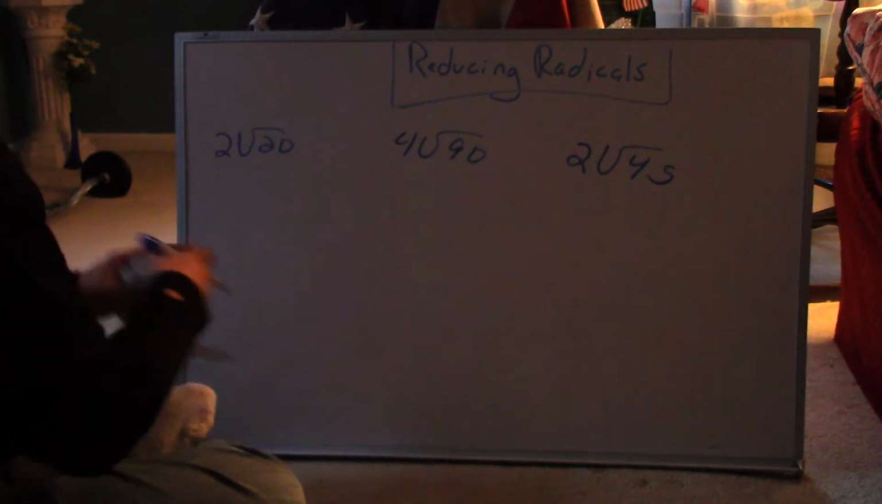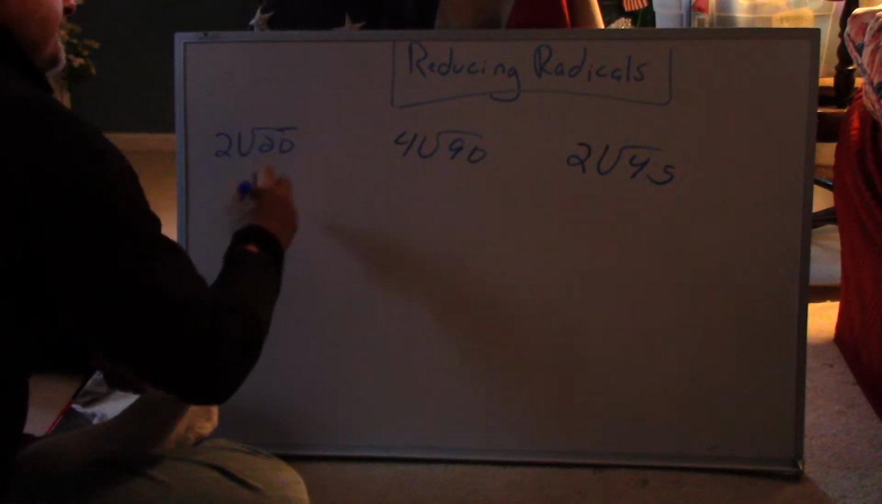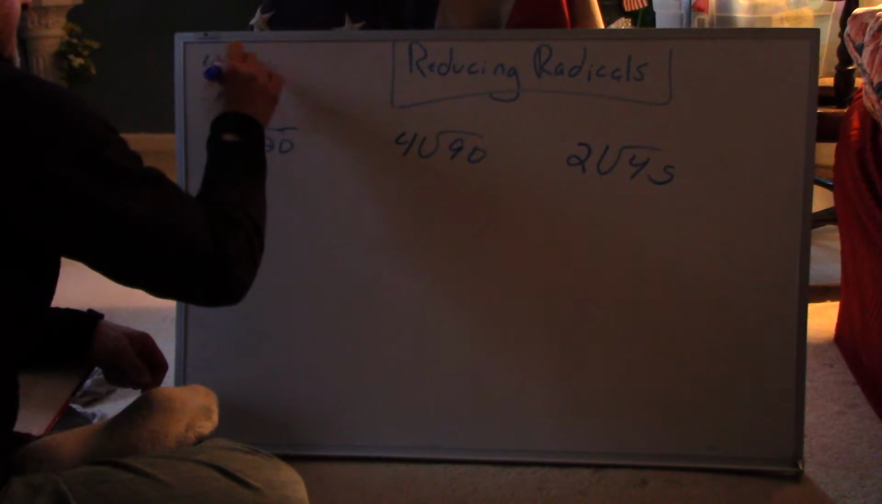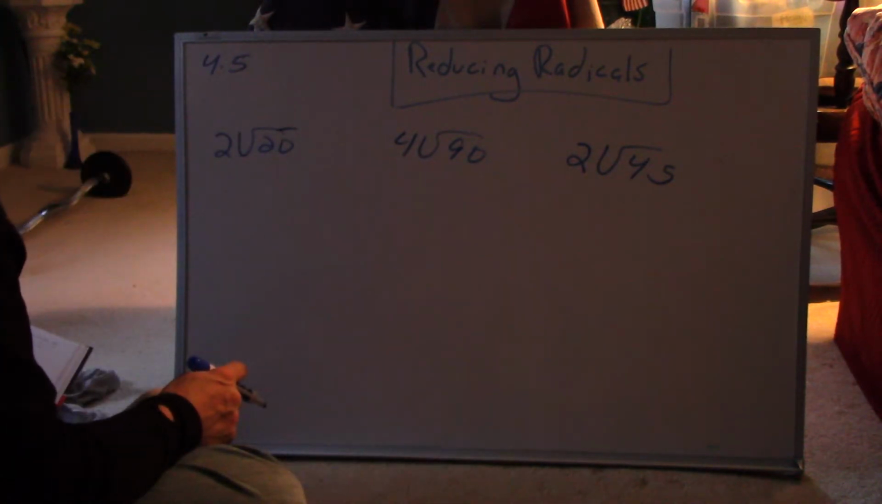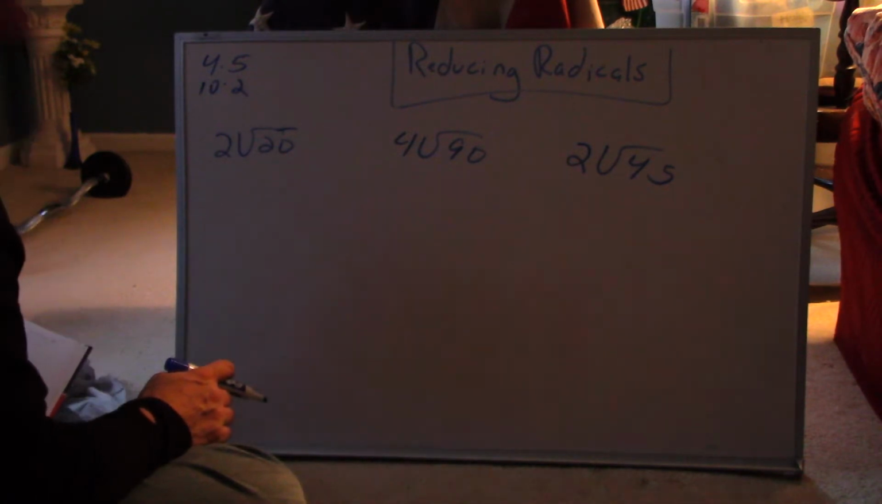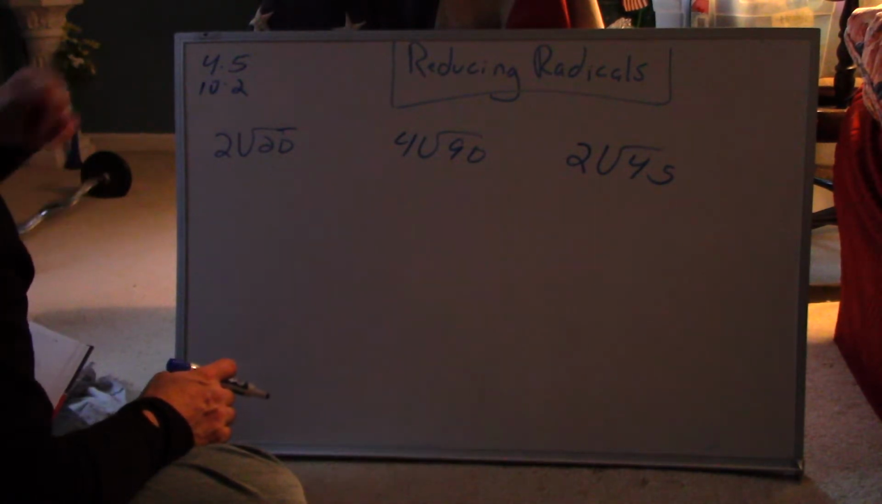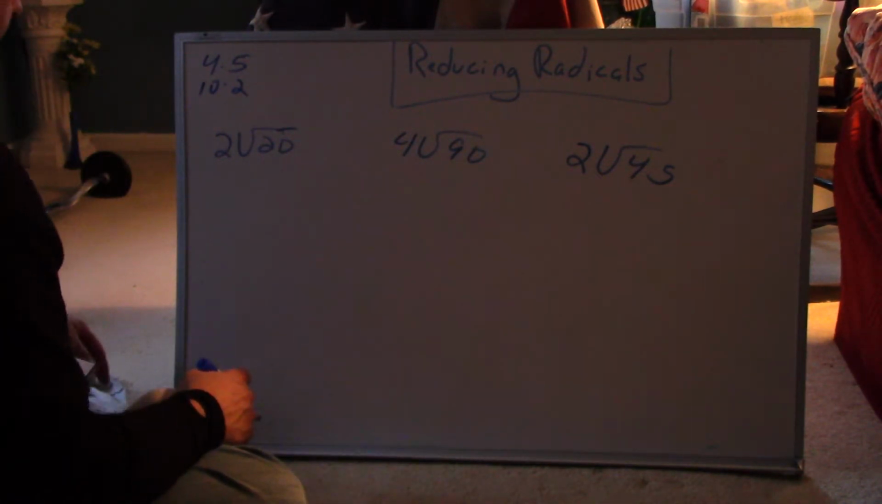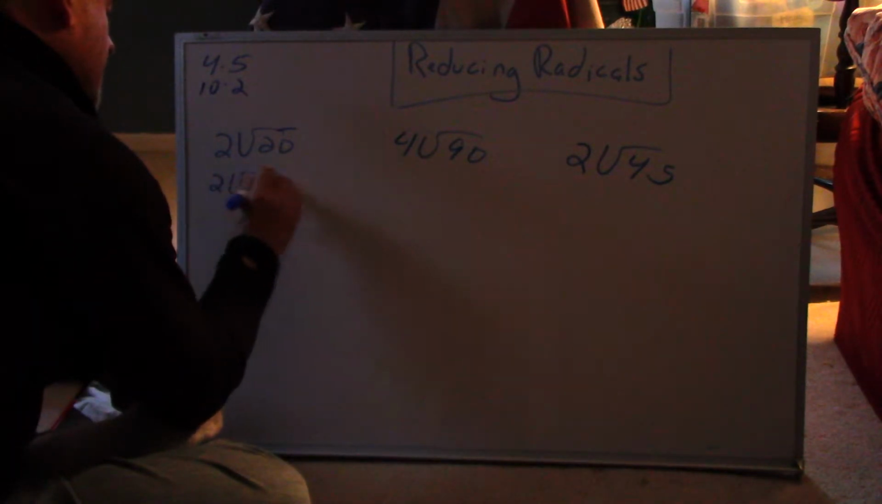What are the factors of 20? Well, 4 times 5, I think. 10 times 2, but I'm not going to do 10 times 2 because 10 is not an even square root and neither is 2. But 4 times 5 is an even square root. So now I'm going to rewrite it. I like to do things in steps.